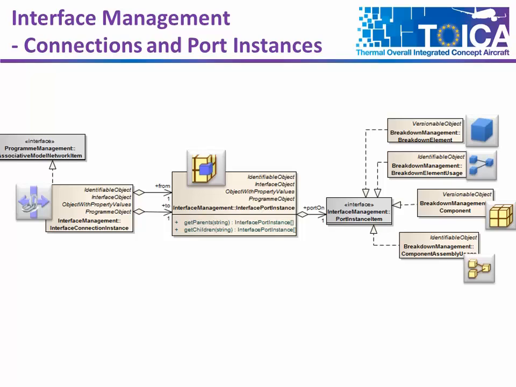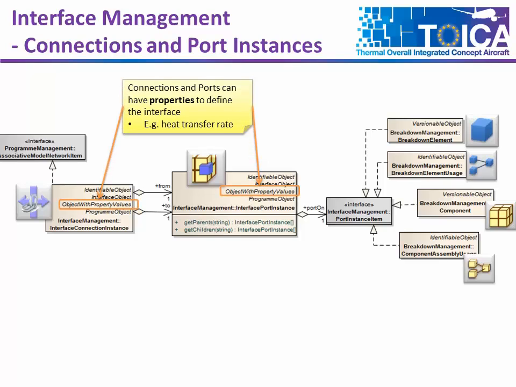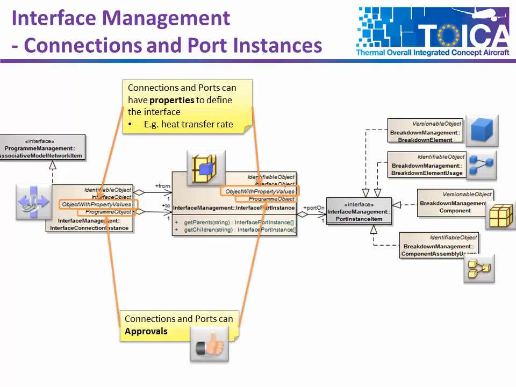both connection instance and port instance are identifiable, so they can have names and descriptions and can also be the subjects of justifications and assumptions. They can both have properties to define the interface, for example the rate or the amount of heat transferred across the connection, or the rate or amount of heat absorbed through the port, for example a heat sink property, or transmitted from the port, for example a heat source property. Both of these are program objects, so they can have approvals.